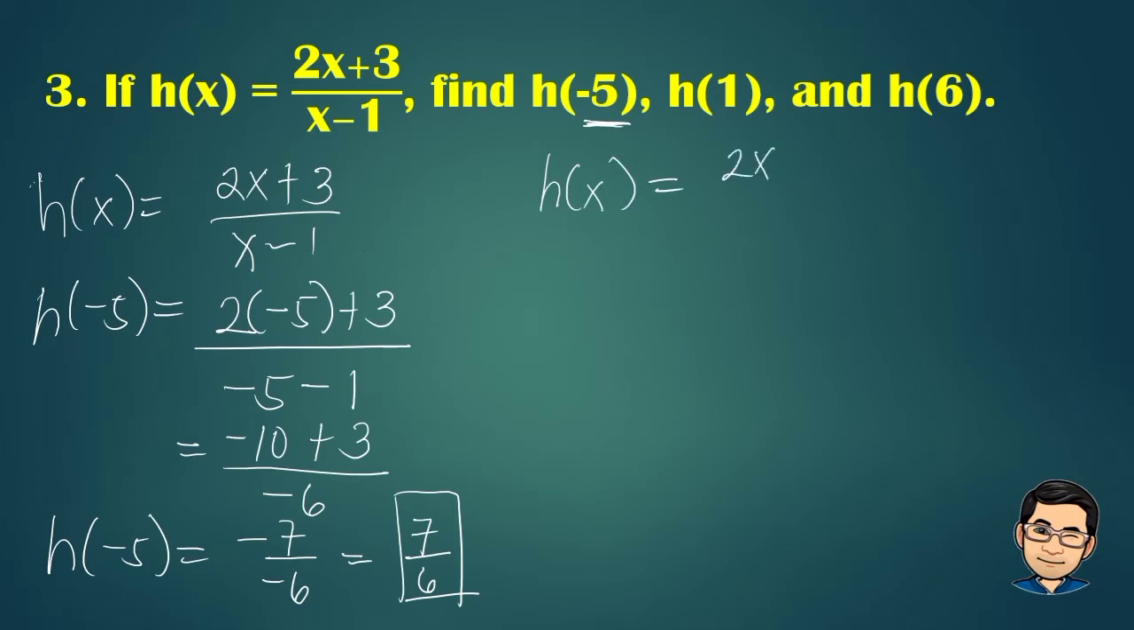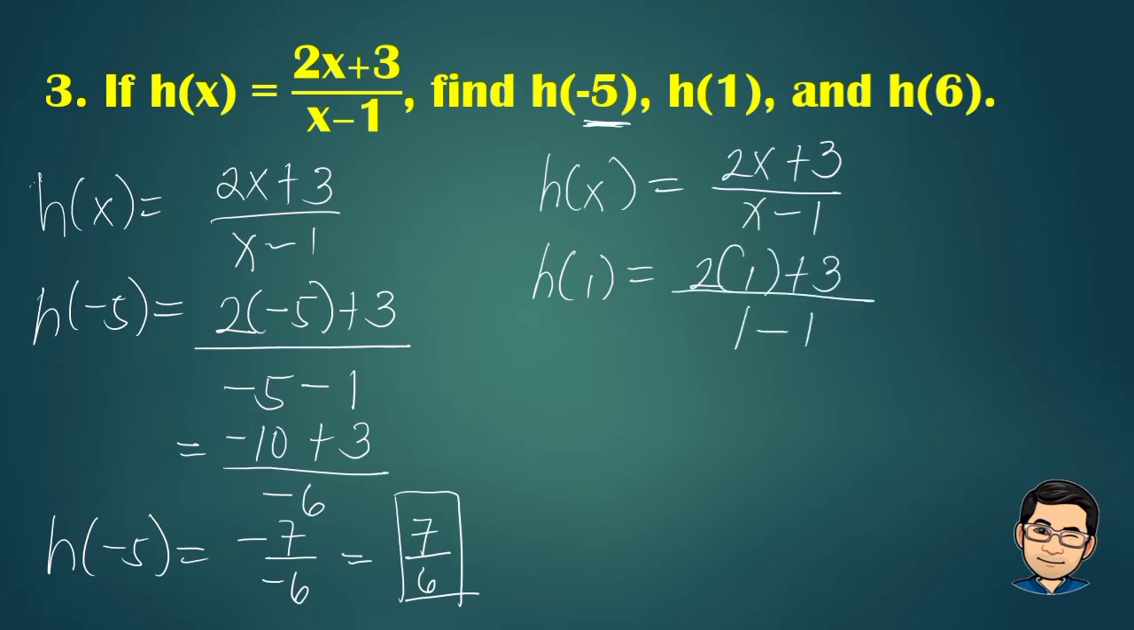So, sulat lang natin ulit yung given function. So, h of 1, that is 2 times 1 plus 3 all over 1 minus 1. 2 times 1, that is 2, plus 3 all over 0. 2 plus 3, that is 5 over 0. Now, can we divide 5 by 0? So, we cannot divide 5 by 0 because the answer will be undefined.